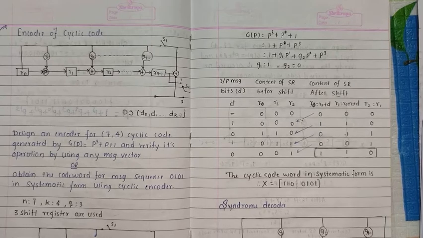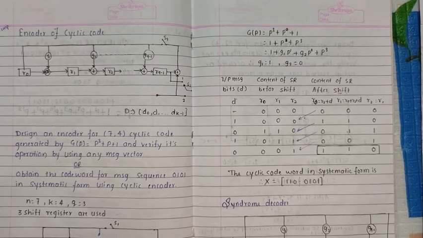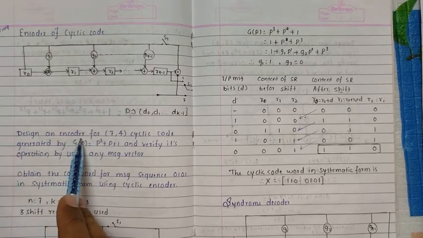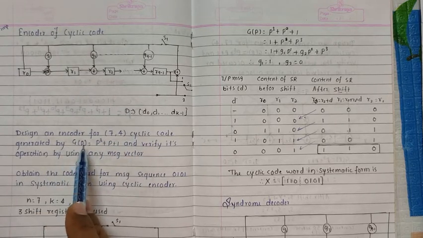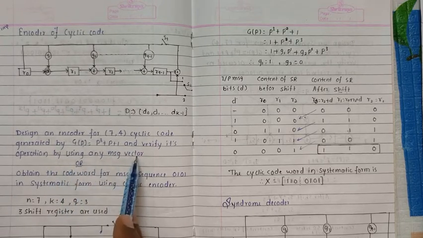Hello everyone. Now in this session we are going to solve a numerical based on cyclic encoder. The numerical is: design a cyclic encoder for a (7,4) cyclic code generated by g(p) = p^3 + p + 1, and verify its operation using any message vector.